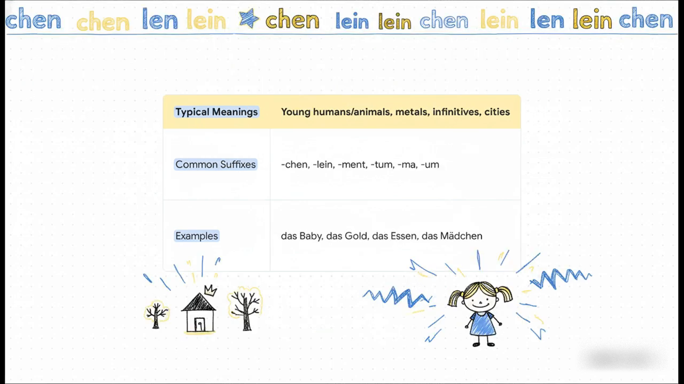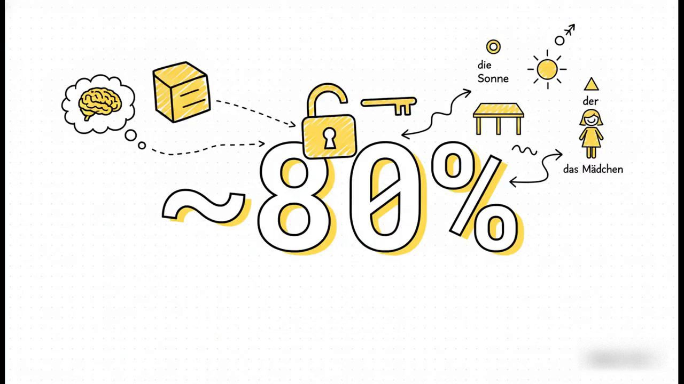And here it is, the answer to our very first question. The suffixes -chen and -lein are diminutives. They mean small or little. And any word that ends in -chen or -lein is automatically neuter. So Mädchen, which literally means little maid, is neuter because of its ending. The form of the word is more powerful than its biological meaning. How cool is that?